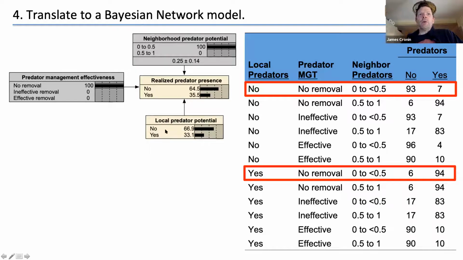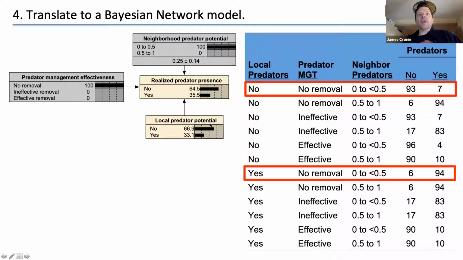But let's say that we didn't know what local predator potential is. We haven't entered any evidence here, so it could be no, or it could be yes. These probabilities for realized predator presence, we don't find in the conditional probability table. That's because these predictions are accounting for all of the uncertainty associated with not knowing local predator potential. So we have some uncertainty here within these and between them.